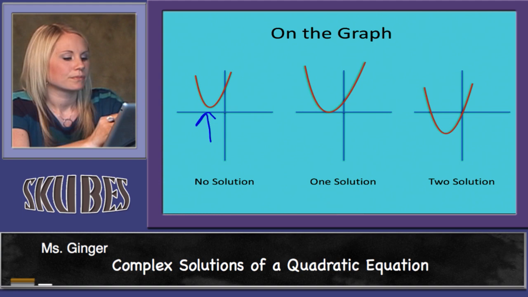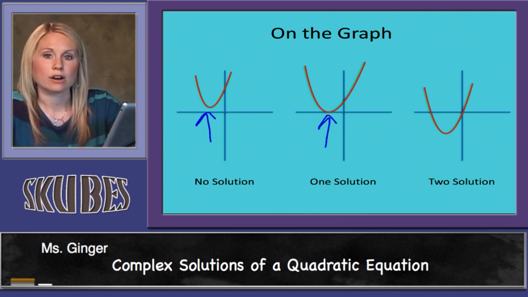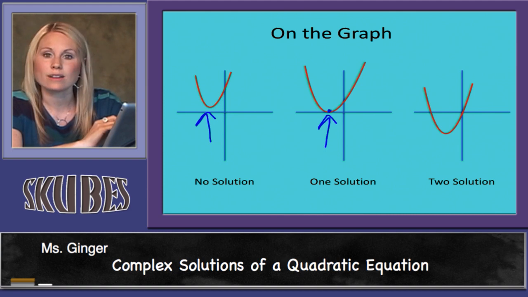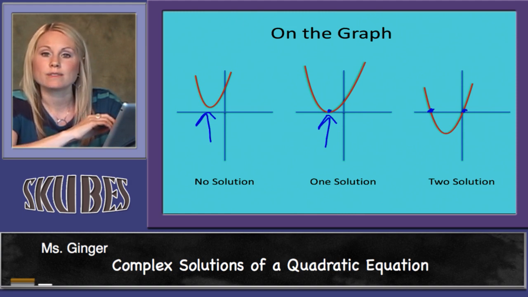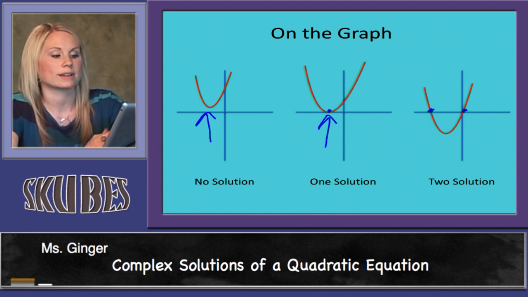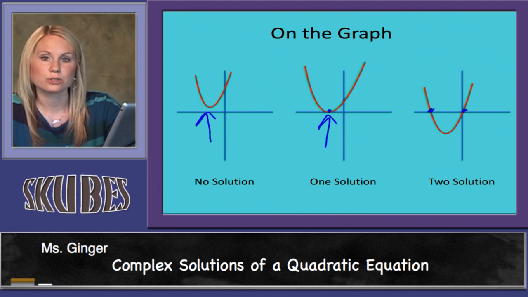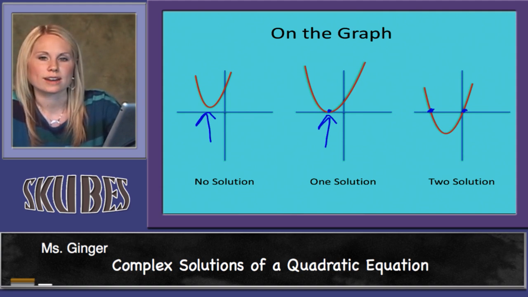This is a picture of what could be happening with our value of 0, when there's just one solution where the vertex is actually located on the x-axis. And then over here is an example where we would come up with 2 actual real value solutions. This is what's happening on the graph. It is crossing the x-axis twice. So that shows you the visual of what's happening when we find our solutions. And this concludes our lesson on complex solutions of a quadratic equation.